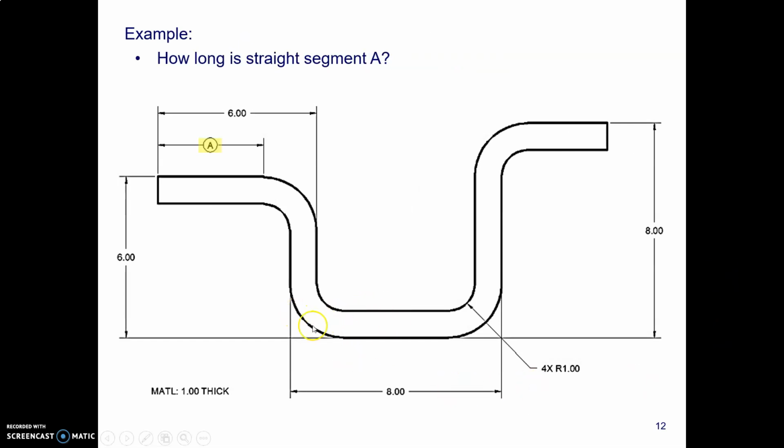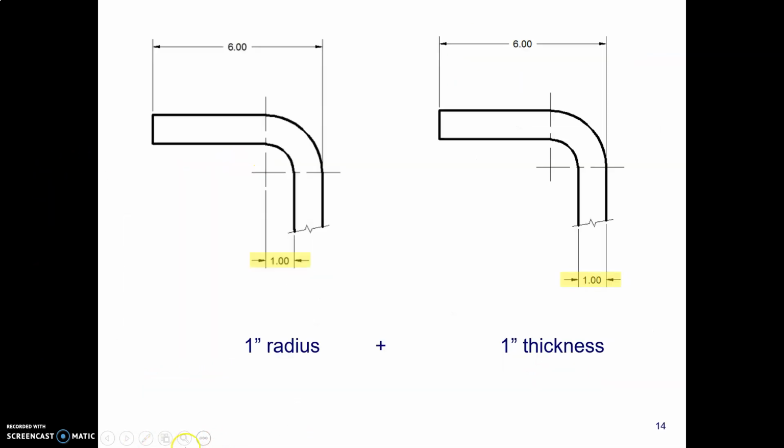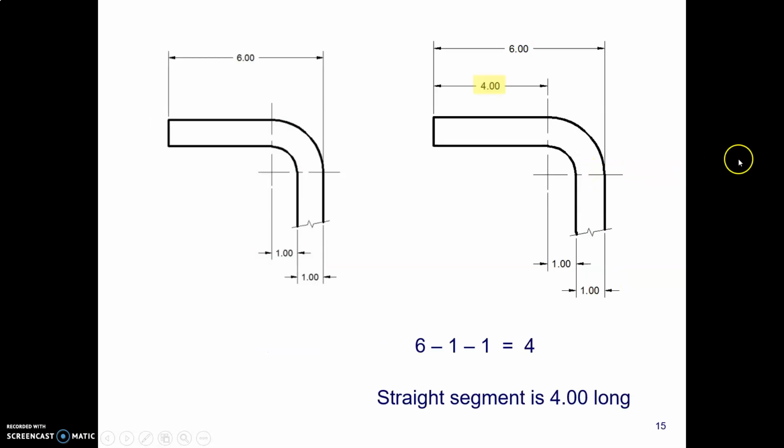Here's an example, and again, this is kind of an extreme example with round numbers just so we can do mental math. So this material is 1 inch thick and it has a bend radius of 1 inch. And the question is, how long is that straight segment? All right, we have a 1-inch bend radius and material that's 1 inch thick, and we're trying to find the length of that straight stuff. We have an overall leg that's 6 inches to the outside, minus the 1-inch bend radius, minus the 1-inch material thickness. 6 inches minus 1 inch minus 1 inch gives you 4 inches. So the straight stuff in this part is 4 inches long.